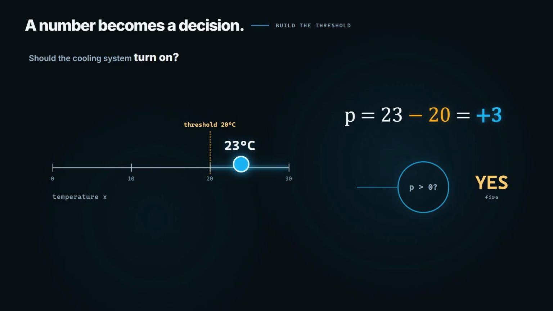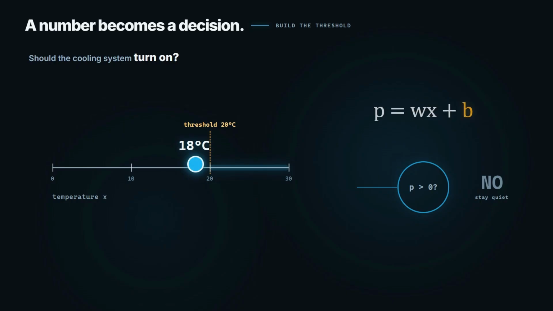The temperature is X. The number 1 is its weight, W, and minus 20 is the bias, B. So P equals W times X plus B. The weight controls how strongly temperature changes the score. The bias moves the point where the answer flips. When P is 0, we are exactly on the boundary. Above it, the neuron fires. Below it, it stays quiet. The symbols are not extra machinery. They are simply a shorter way to write the decision we just watched.